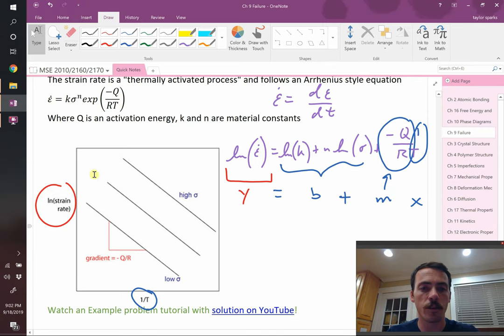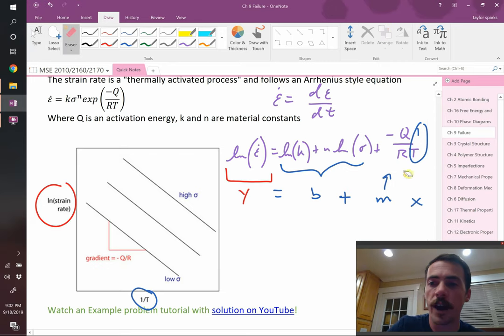Or in other words, if I gave you a plot like this, you could read values off of it, calculate the slope, and from that you could calculate negative Q over R. R is the gas constant, 8.3144 joules per mole Kelvin. So you could solve for the activation energy. This is really useful. There are examples of this on YouTube where I work this out. This is a really useful trick to be able to do to solve for your activation energy.